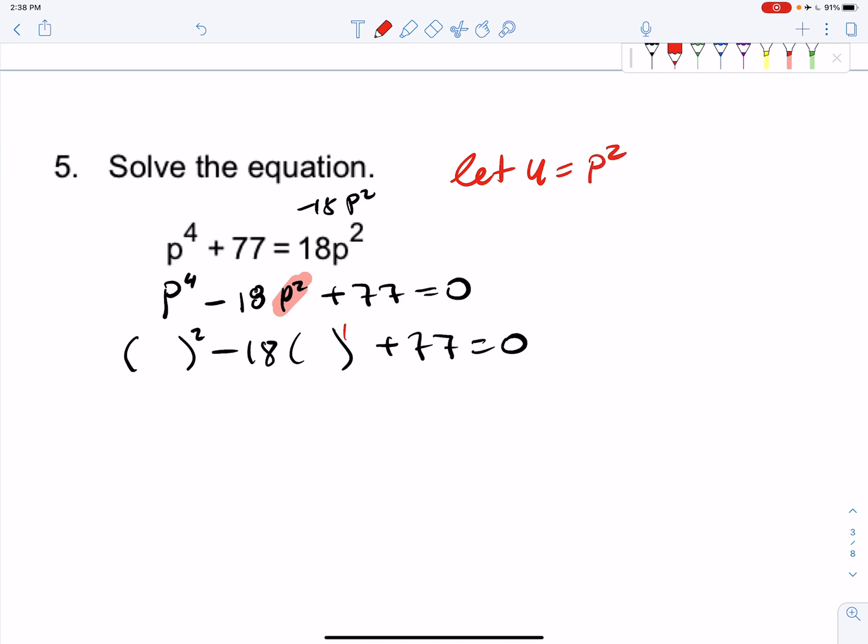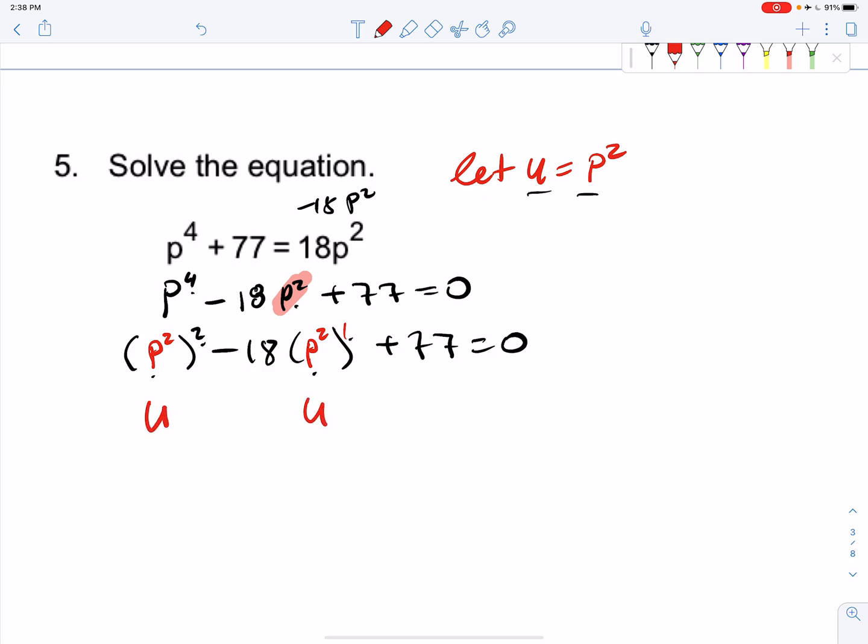So if I go ahead and put p squared in here and have a little bit of faith, let's see. P squared is p to the 4th. That worked. And p squared to the 1st is just p squared, and everything else is the same. So those two equations are equal. So far we have equality. Now we're going to use our u sub, and we're going to replace p squared with u. Now we definitely have our quadratic.